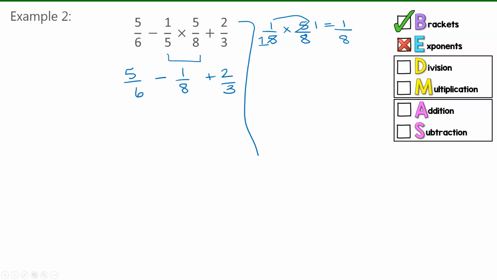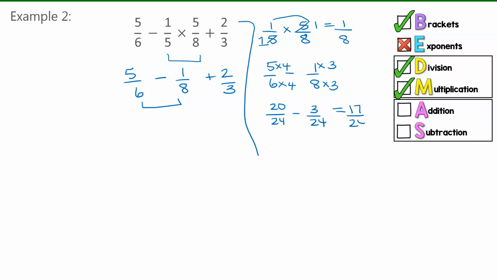So division and multiplication have been considered. And now I look for any addition and subtraction, and I see one of each, so I complete the first one that I see, because those are completed in order of appearance. So 5 over 6 minus 1 over 8. Remember, when we subtract or add, we have to find the lowest common denominator. So the lowest common denominator for 6 and 8 is 24. Multiply by 4 on this side. Multiply by 3 on this side. So I get 20 over 24. Subtract 3 over 24. And you only subtract your numerators. So 20 minus 3 is 17. You keep your denominator the same.